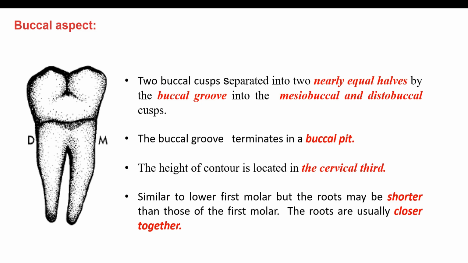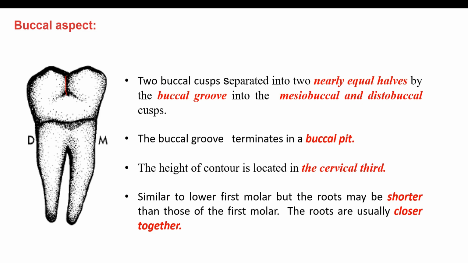Let's discuss the second molar of the mandibular arch. From the buccal aspect, you can see that there is a buccal groove which is dividing the buccal aspect into 2 cusps only, not 3 cusps like the first molar. There are only 2 cusps, nearly equal in size, mesiobuccal and distobuccal cusp, and the groove ends in a buccal pit. The height of contour is located in the cervical 1/3.